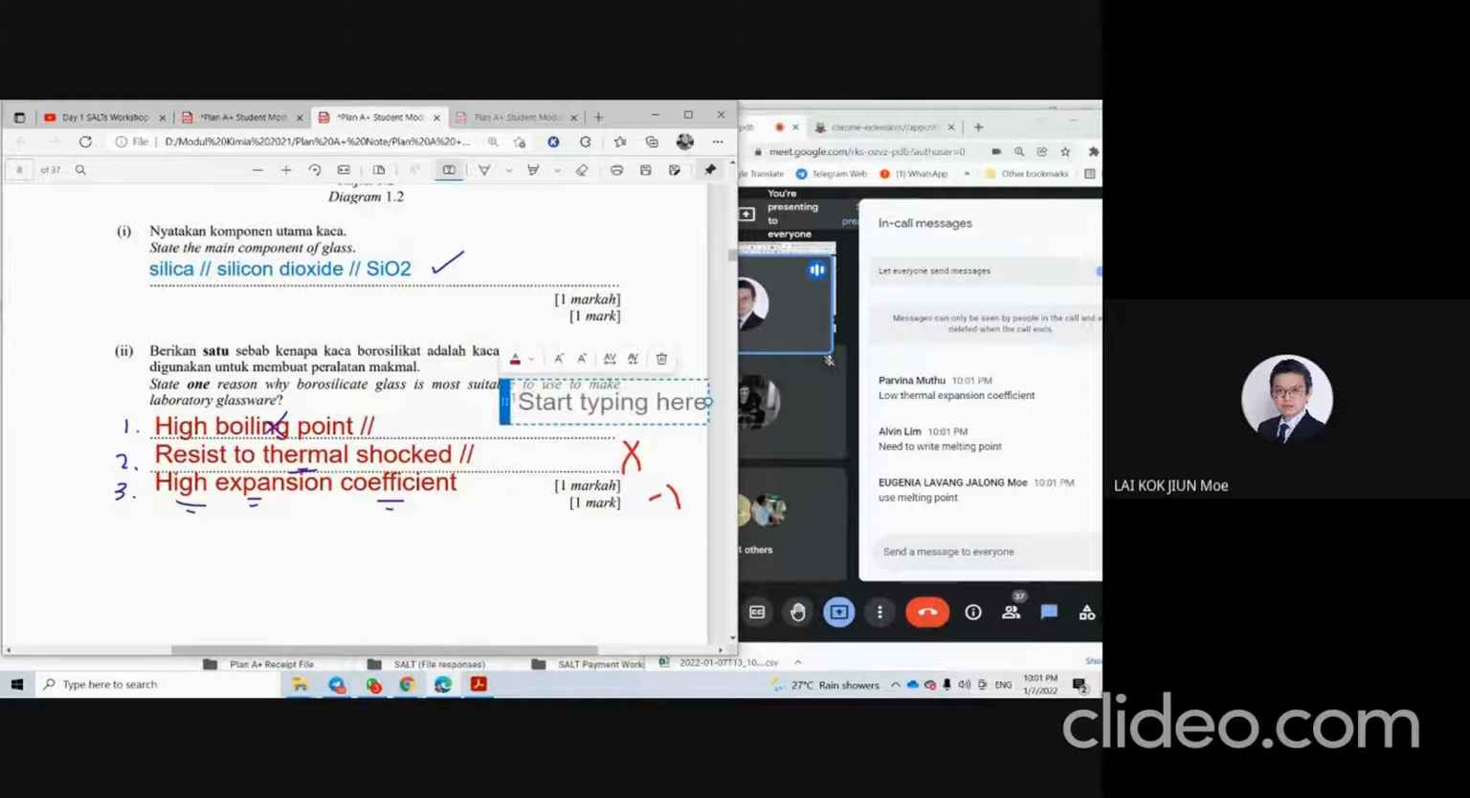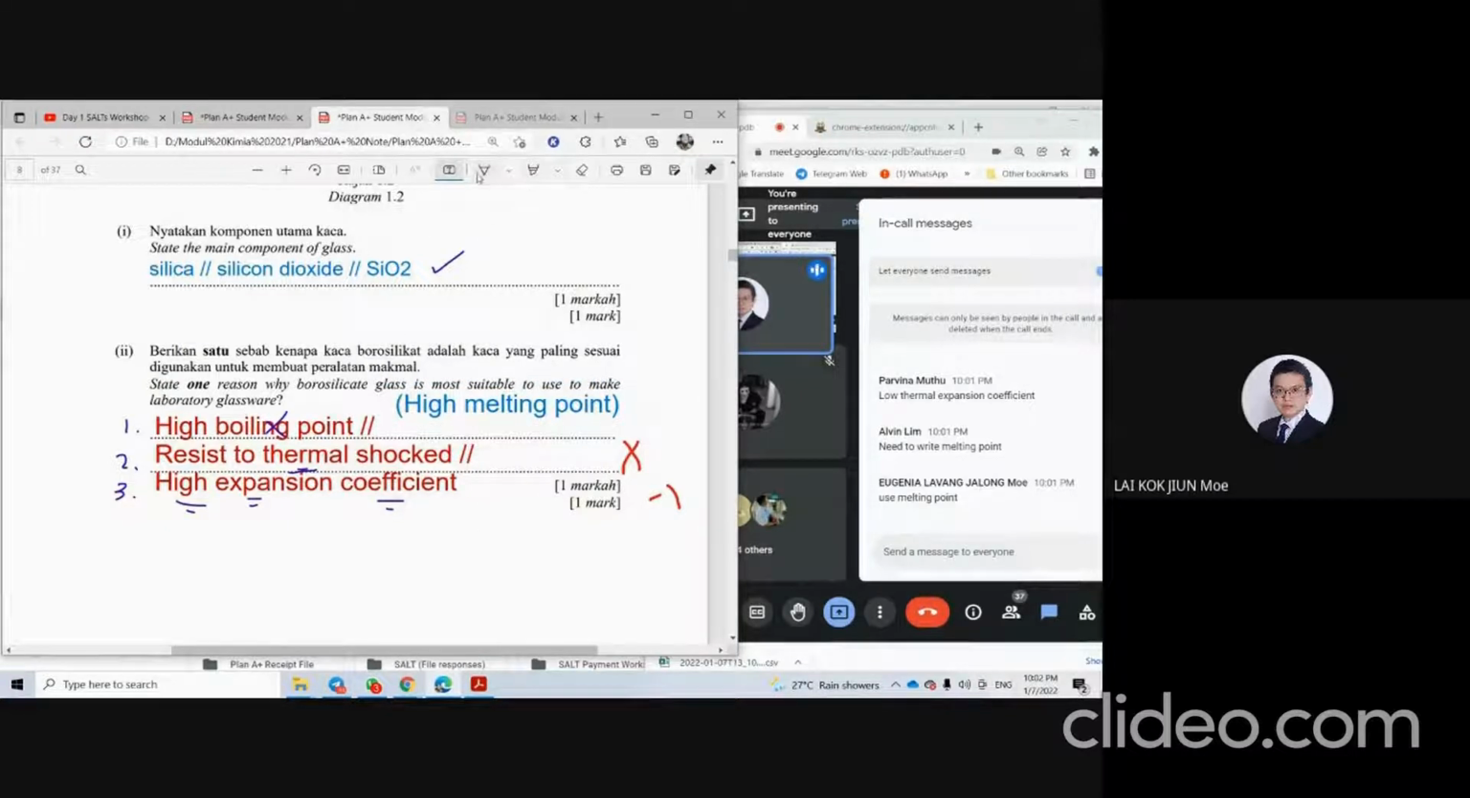The blue color one is correct. Remember, later you saw the answer I gave you. Blue color is correct. Yes. High melting point can. We don't want to make it become gas. We don't boil it. We just melt it. Because the borosilicate glass cannot become gas. So high melting point can. Boiling point cannot. Okay, so number 1 wrong.